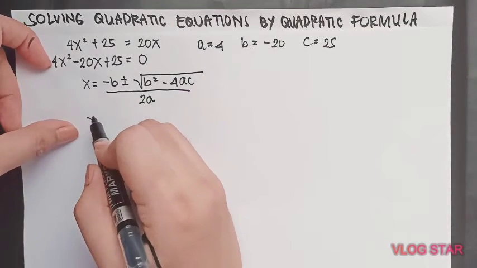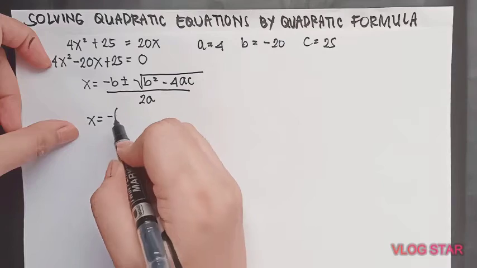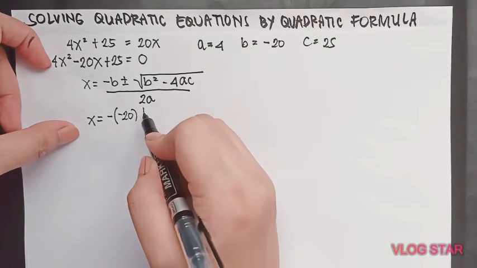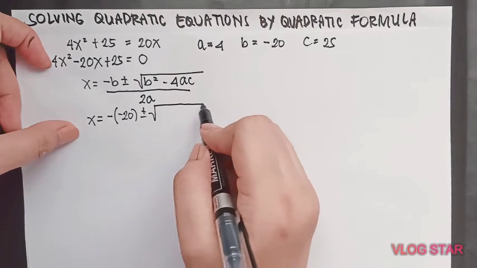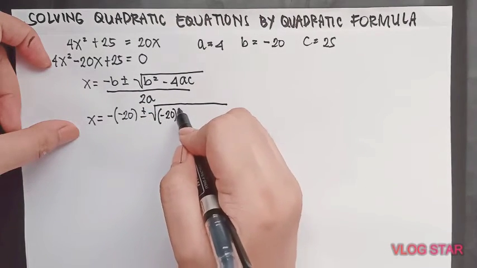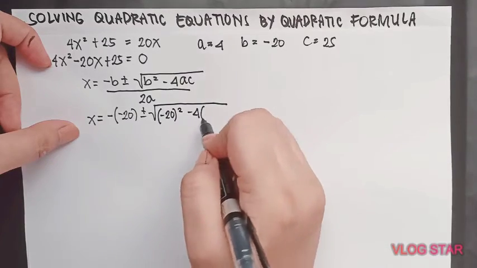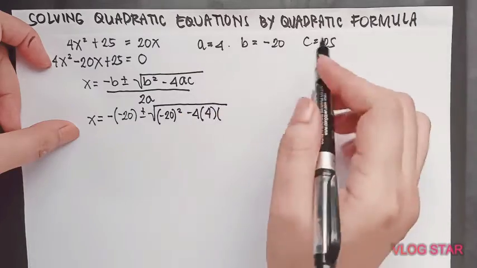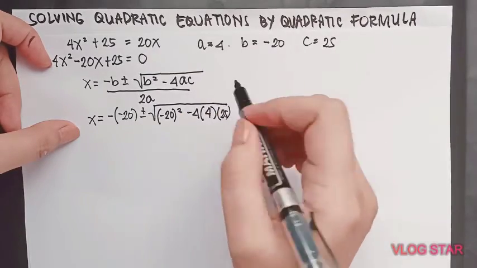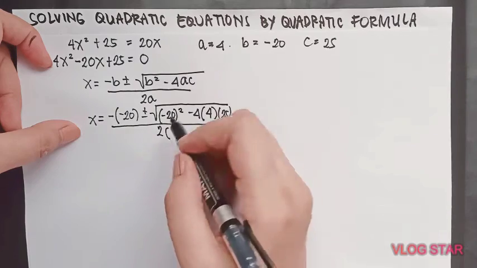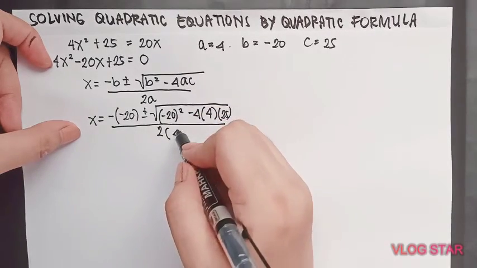And with this formula, we will substitute the values of a, b, and c. So we're going to have now x equals negative times b, which is negative 20, plus minus the square root of b, so that's again negative 20 squared, minus 4 times a, which is 4, times c, which is 25, divided by 2 times a, which is 4.